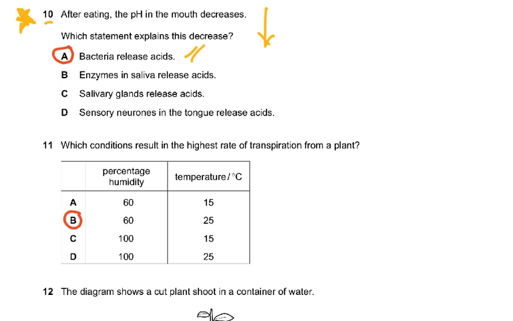Now B was wrong. Enzymes in saliva release acids? No, that's rubbish. Salivary glands release acids? No, salivary glands have only mucus and salivary amylase. Sensory neurons in the tongue release acids? That's absolute rubbish. So the tongue cannot release any acid.